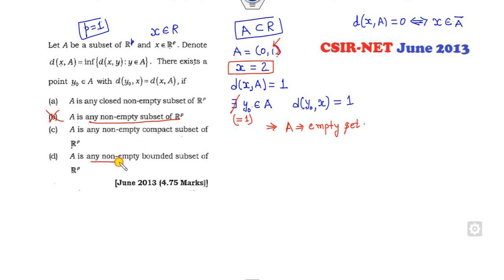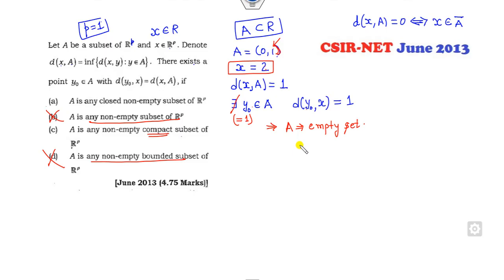A is a non-empty bounded subset of R here. Now it's compact. Fine. Now you can think about that. How can you think about any of these properties?